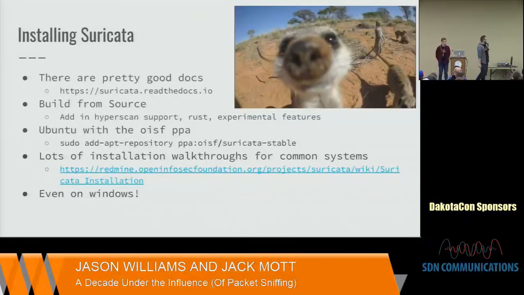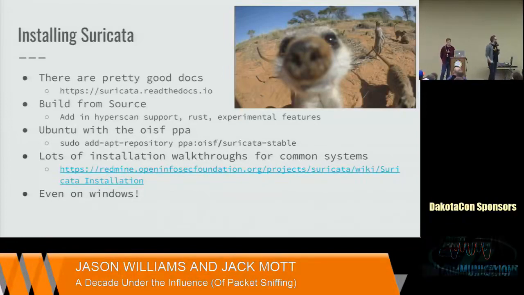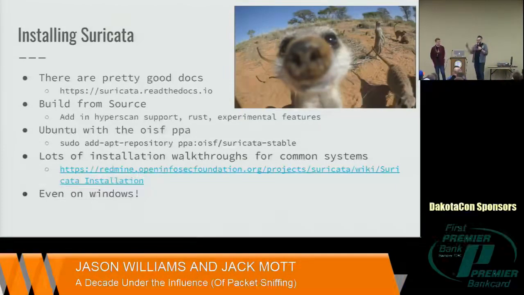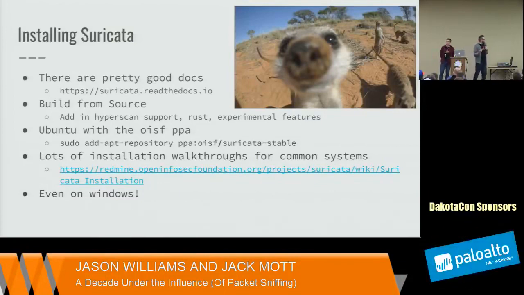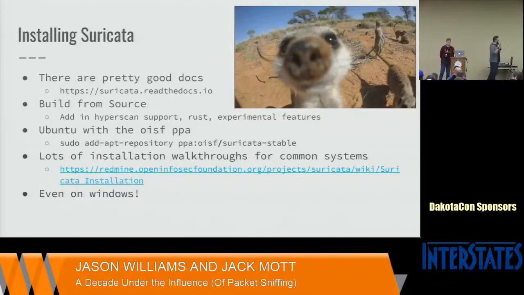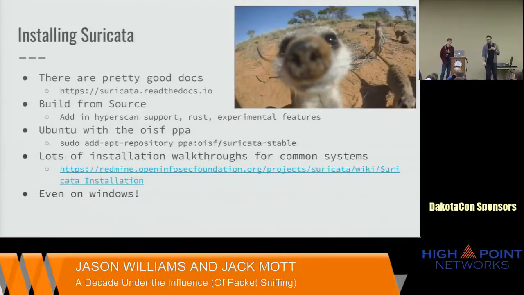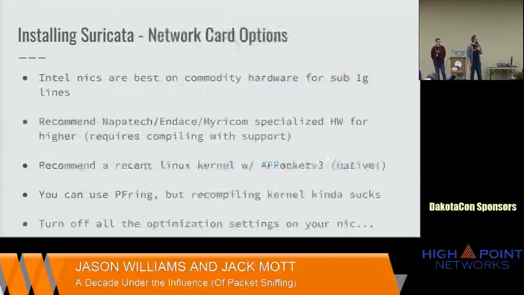So installing Suricata, there's some pretty good docs, and I won't just read the docs to you here because they're on the internet. You can build it from source if you'd like. There's tons and tons of support for all different OSs. The easiest to get going is just grab the OISF PPA if you're using Ubuntu, pull that down, and then just sudo apt-get install suricata. Lots and lots of walkthroughs for all sorts of different weird systems that we've cataloged over the years on our Redmine. And you can even install Suricata on Windows. It works pretty well, but run it on Linux.